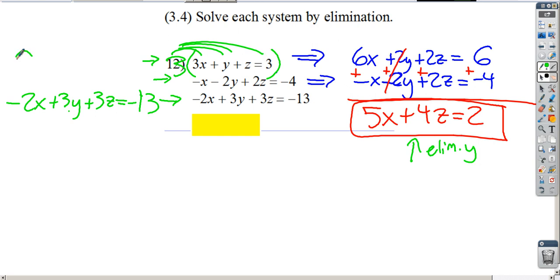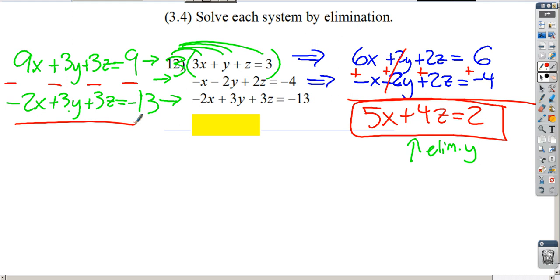3 times 3x is 9x, 3 times y is 3y, 3 times z is 3z, 3 times 3 is 9. Okay, how would I eliminate the y? This time I have to do it by subtracting. I'm going to subtract all these right here. And actually, I'm going to write the answer over here next to my other equation, because I'm going to end up eliminating those together. Okay, so 9x minus negative 2 is like plus 2.